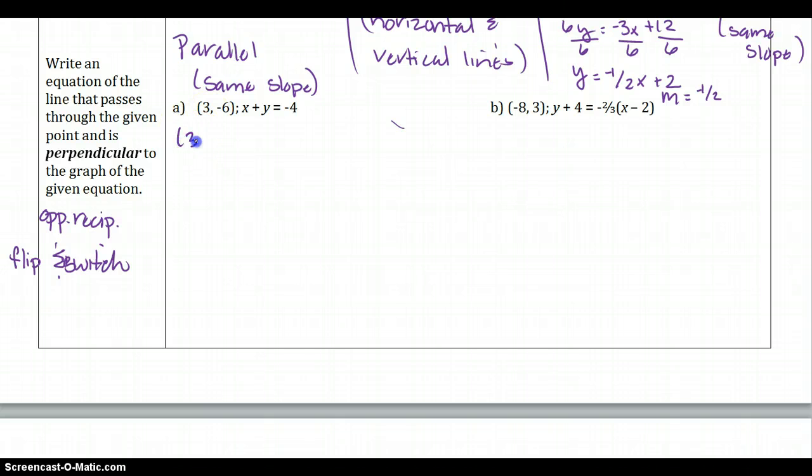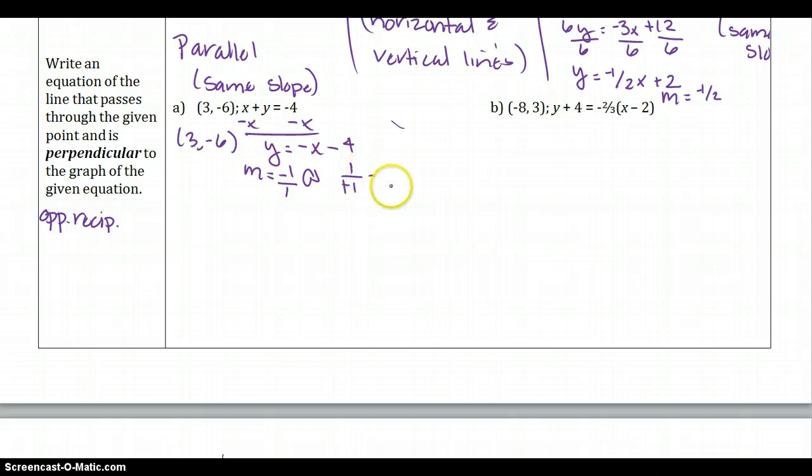Okay, so the point is 3, -6, and I need the slope of this line. So I'm going to go ahead and subtract x and subtract x. So I have y is equal to -x minus 4. So my slope would be -1, but in order to flip it and switch it, I need a fraction. So the reciprocal would be 1 over -1, but I also have to switch it. So this is now positive. So you switch the sign. If it was negative, it becomes positive, and you flip it. So 1 over positive 1 is equal to just 1. So my slope of my perpendicular line is 1.